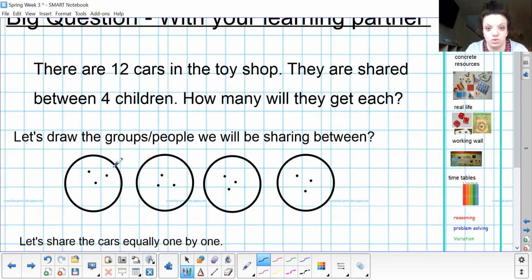Then if I look at each group, each person has got 1, 2, 3. I just need to check that everybody's got 3, and they do. So each of them will get 3. So my answer for how much they will get each is 3.